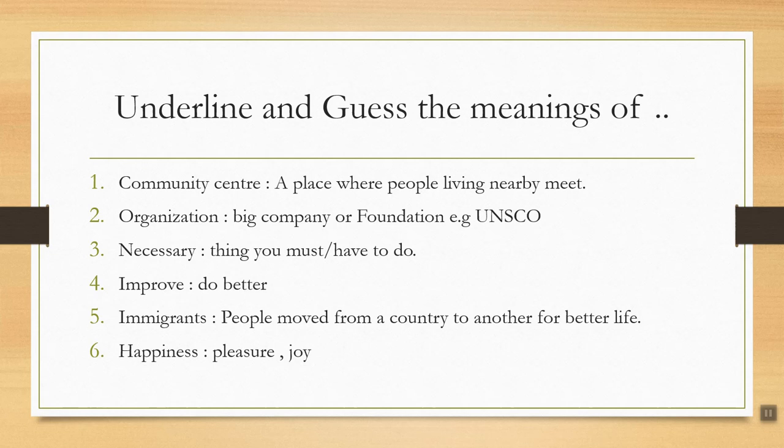Immigrants are people moved from a country to another for a better life. If someone is Saudi or Egyptian or Jordanian and lives for the rest of his life in America, United States, or in another country, he is an immigrant. Immigrant, a person who moved from a country to another. The last word is the word happiness, and it comes from the word happy. Happiness means pleasure and joy.